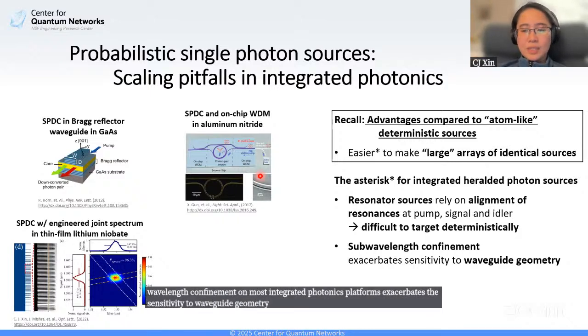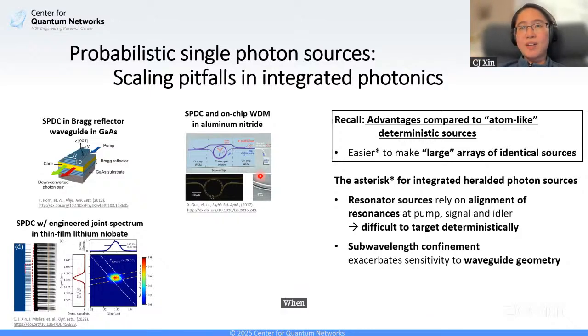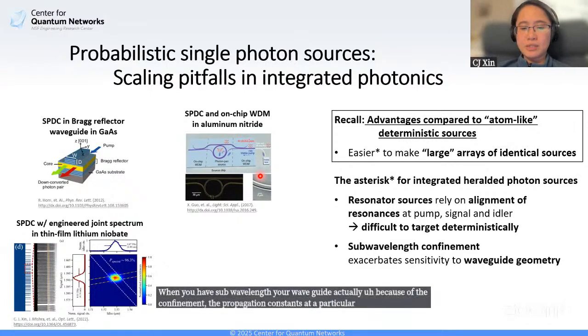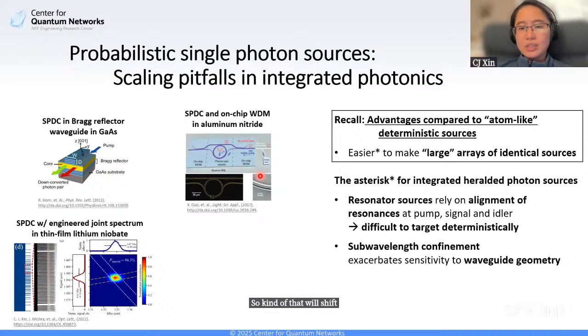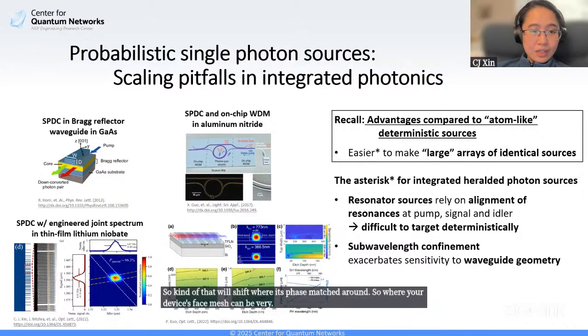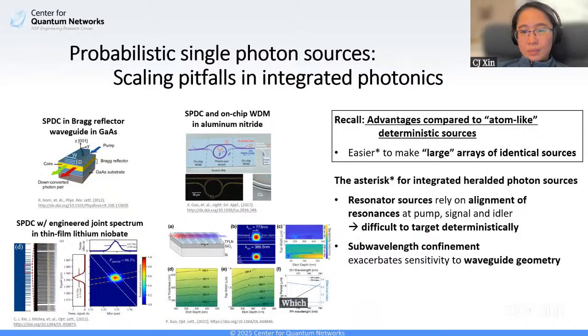And the reason for that is because when you have sub-wavelength confinement, your waveguide, because of the confinement, the propagation constants at a particular wavelength for a particular spatial mode start to deviate from material dispersion. So that will shift where it's phase matched. So where your device's phase match can be very, very sensitive, which people have explored in great detail.